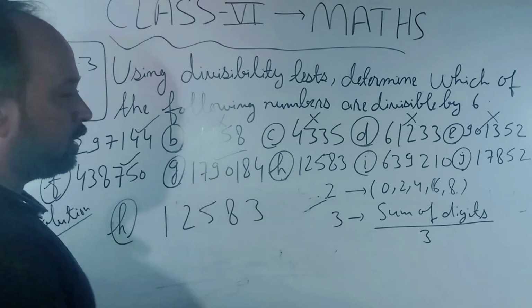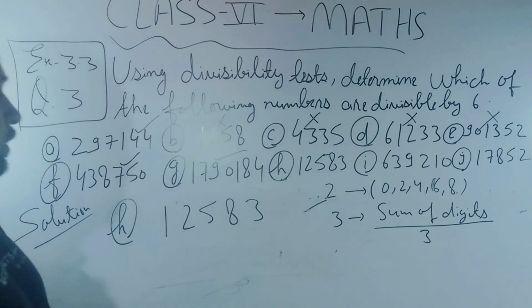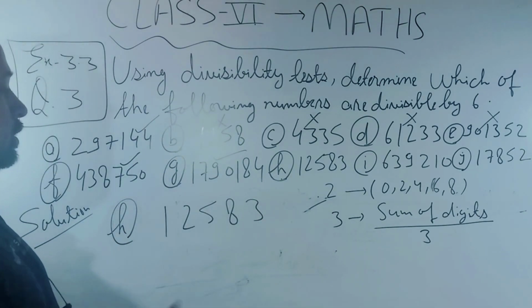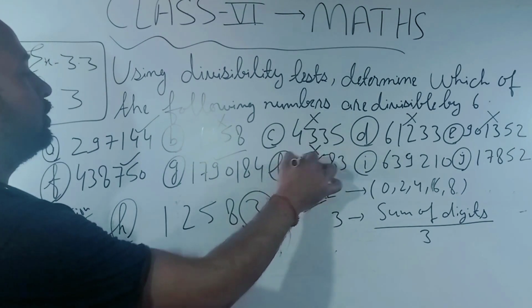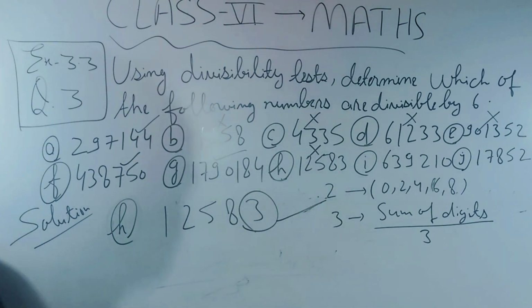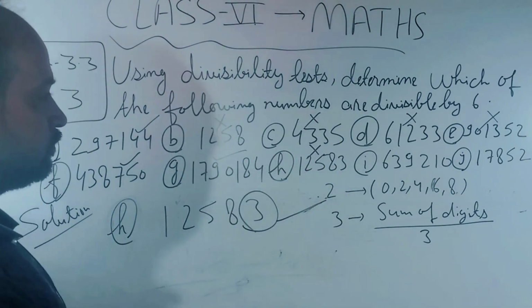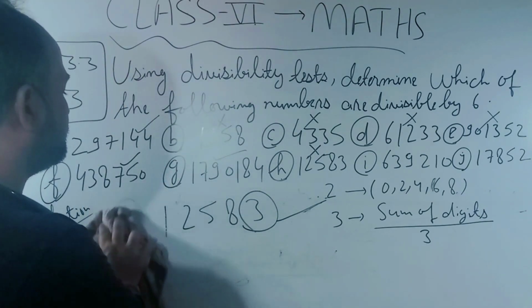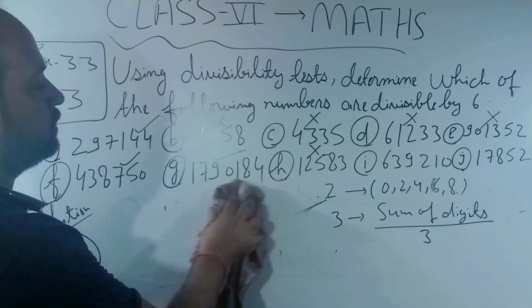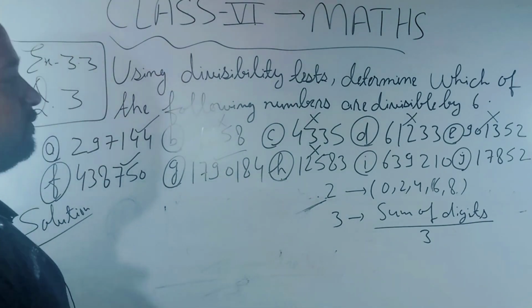Now next one, 12583. Okay, so at the ones place 3 is coming, so this number will not be divisible by 2. So we can easily say this number will also not be divisible by 6. It means we will check for divisibility by 6 for another number.